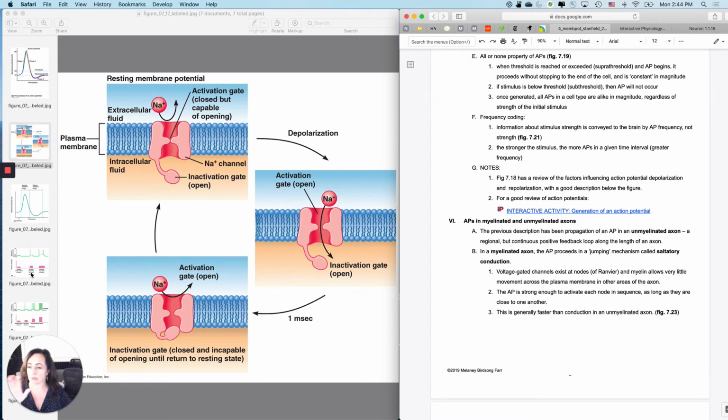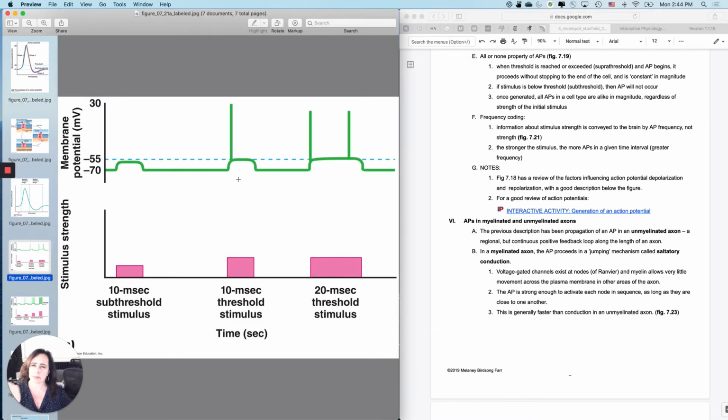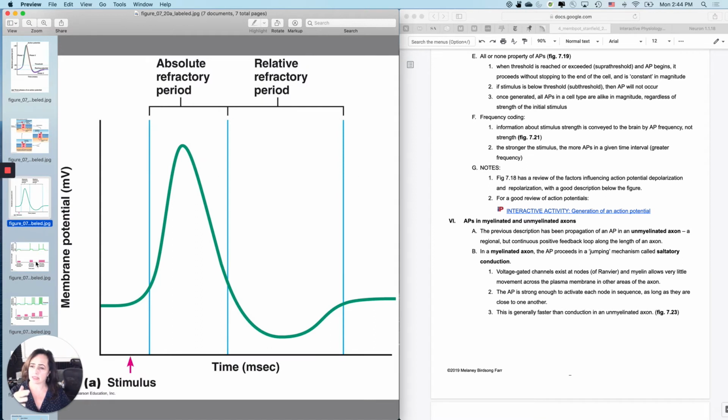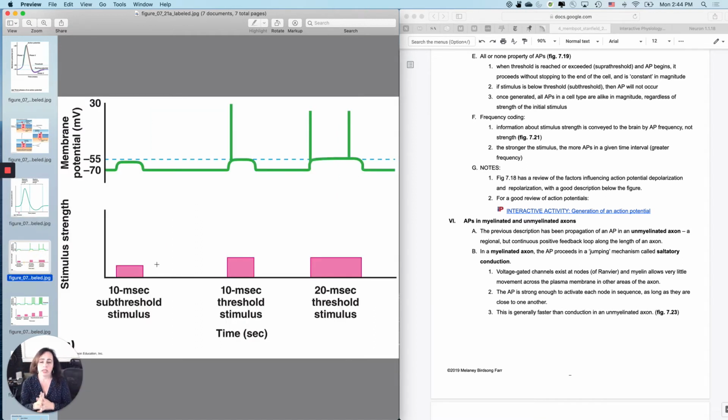Here's the deal with an action potential. By the way, a lot of times they simplify them to little spikes instead of showing the entire action potential. So here's the deal. If you have a sub-threshold stimulus and it doesn't hit minus 55, then you get no action potential. If you have a threshold stimulus, you get an action potential. So they are all or none. So when you hit threshold or when you exceed threshold, right? So you can hit minus 55 or you can hit minus 50, right? If you meet or exceed threshold, then you get an action potential. It proceeds to the end of the neuron without stopping.